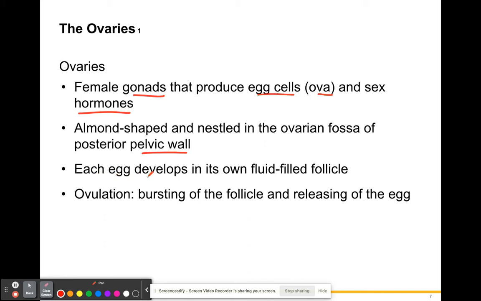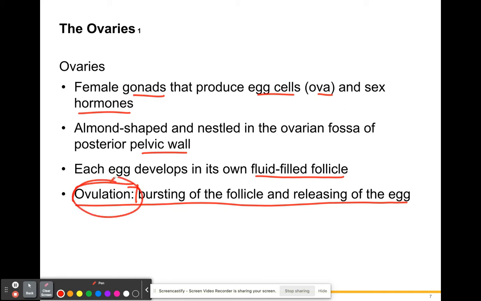Each egg develops in its own fluid-filled follicle, and when that follicle bursts and that egg gets released, that is what we call ovulation. So if you are looking to have a baby or get pregnant, ovulation is the time where that has the greatest chance, or the only chance, of happening.